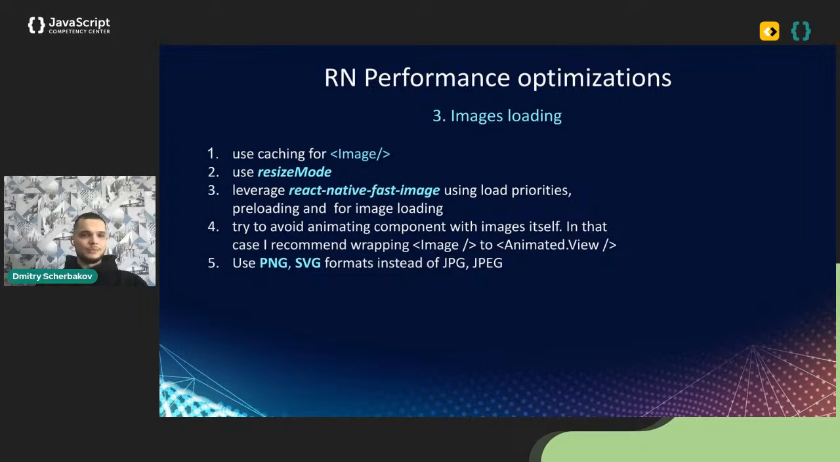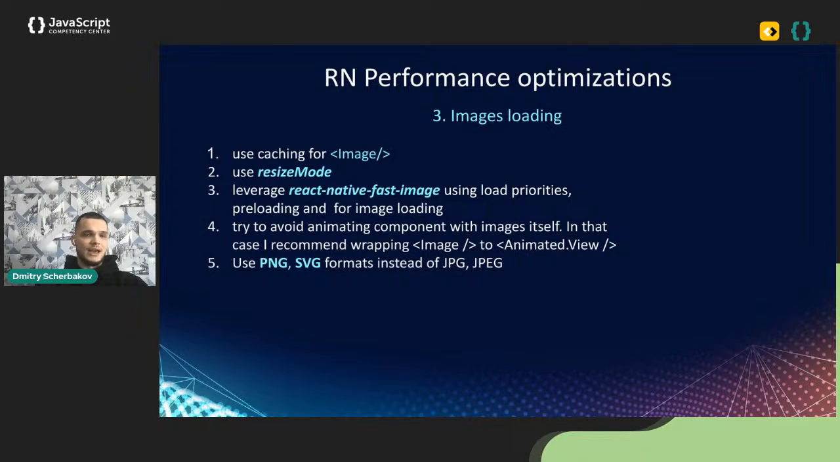So moving on to the next thing that's pretty close to animations. I would ask you to try to avoid animating components with the images themselves. We need to wrap the image component with the animated view. This is the special view component from the library, from the module. And why is it helpful? We are not transforming the original image, we are just manipulating the box, and this image will be placed into this box and it will be animated with this box as well.